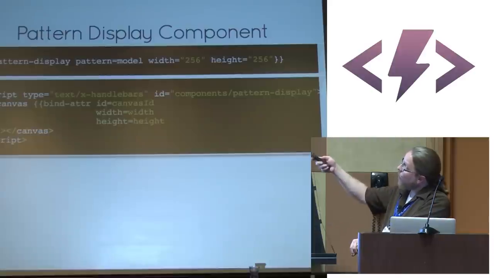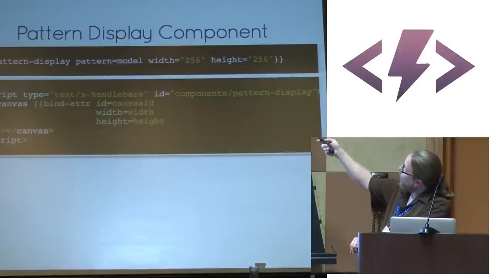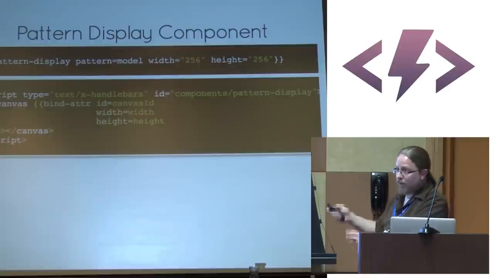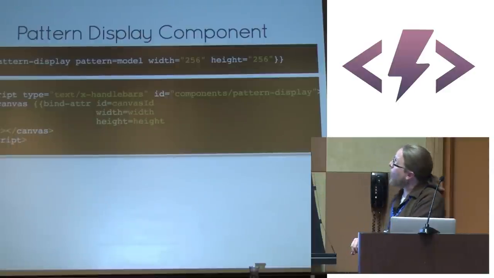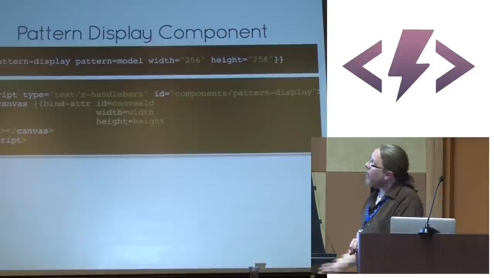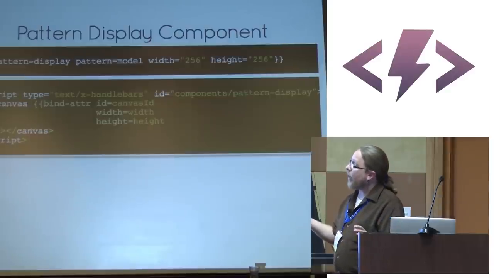The template for the pattern display is pretty simple. So here we're saying the ID of this template is called components/pattern-display. It matches this over here, so Ember knows that this is the template we want to render. And then we're just rendering a canvas that has a few attributes bound to it: the width and the height and a canvas ID.